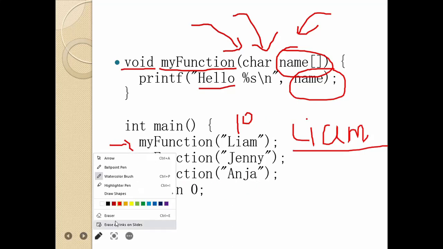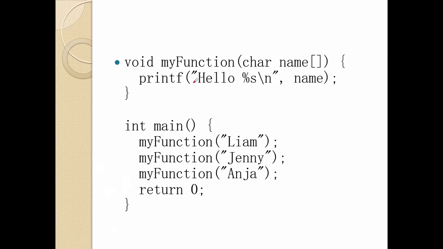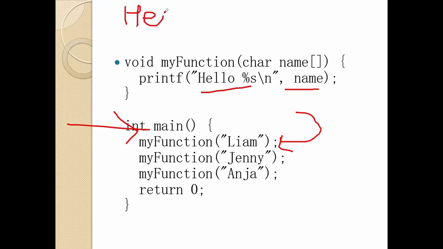So here also the flow of control will come to main, because this is the entry point. The execution will start from this point. Now this line is getting executed, so the function will take Liam as the character array, and it is going to print hello and then Liam, because that is the value that is given inside the name. So it is going to print hello Liam.